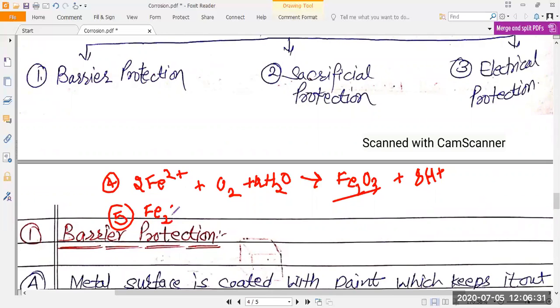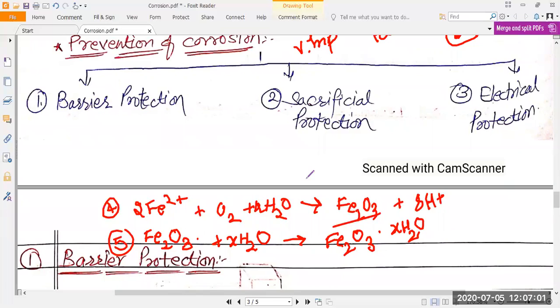reacts with n number of, or x number of, water molecules present on the surface of the iron article, and finally forms hydrated ferric oxide. This is the hydrated ferric oxide, Fe2O3·xH2O. This is the final rusting over the iron article. So in 5 steps, we can easily understand the rusting of an iron article.